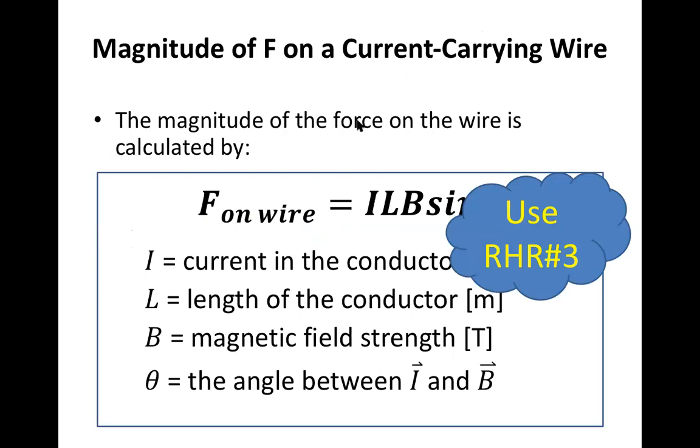The magnitude of the force on the wire can now be found using some substitutions for B and Q over T, to get the force on the wire is current times length of the conductor times magnetic field strength times sine theta. We use right-hand rule number 3 to get the direction. Current is in amps, the SI unit of current, then SI unit of length, and SI unit of magnetic field.